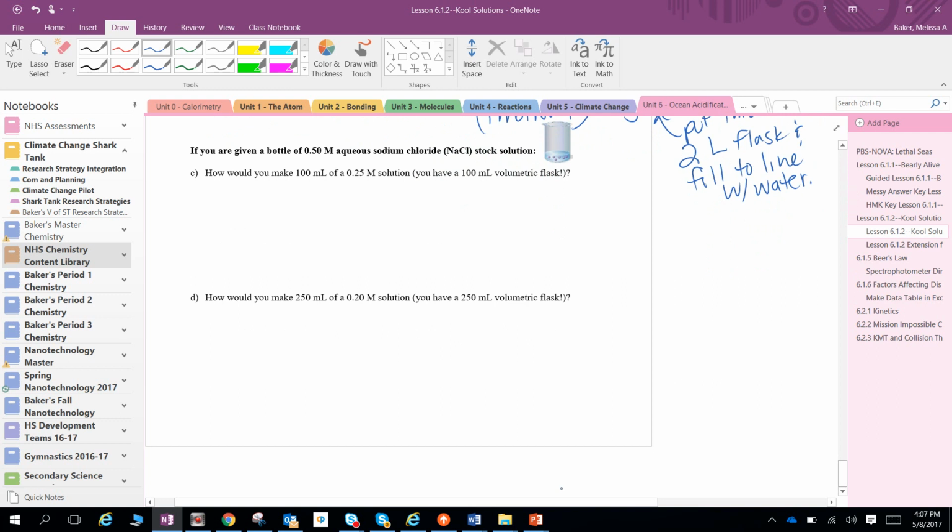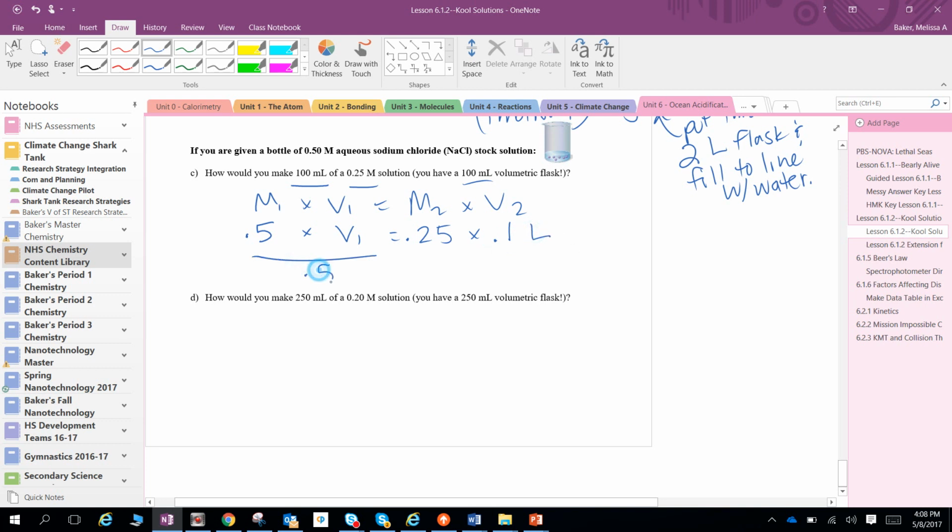What if the scenario is different and we're given a stock solution, 0.5 moles per liter sodium chloride? How could we make 100 milliliters of a 0.25 molar solution? We've got a 100 milliliter volumetric flask. Awesome. Well, I know we're going to use the equation M1 times V1 equals M2 times V2. My stock solution goes in M1's place, and V1 is often what we're solving for. We want to make a 0.25 molar solution, and we want to make 0.1 liters of it.